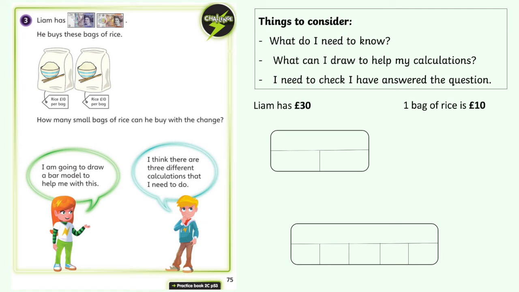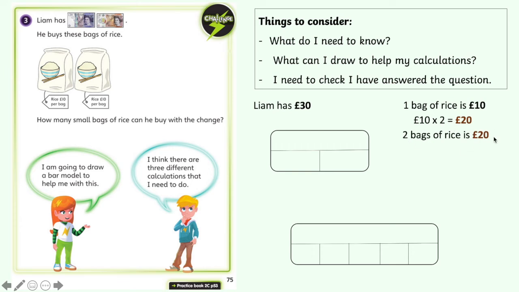Ready to go through it then? Let's have a go. So Liam's got £30 and we know that 1 bag of rice is £10. But Liam buys 2 bags, doesn't he? So we need to do £10 times 2 is £20. So 2 bags of rice is £20.